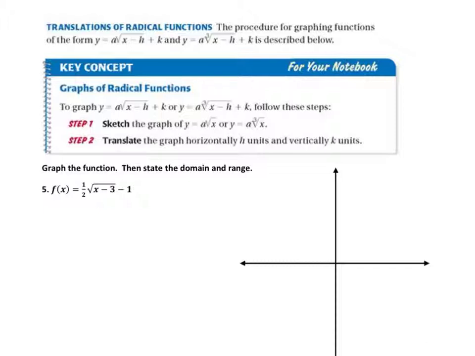So it says the graph of y equals a times the square root of the quantity x minus h plus k, or y equals a times the cube root of the quantity x minus h plus k. Follow these steps. Sketch the graph of y equals a times the square root of x, or a times the cube root of x. And then translate the graph horizontally and vertically. So the h and the k mean the same thing as what we learned, and if a was negative, it's reflected over the x-axis. Okay?